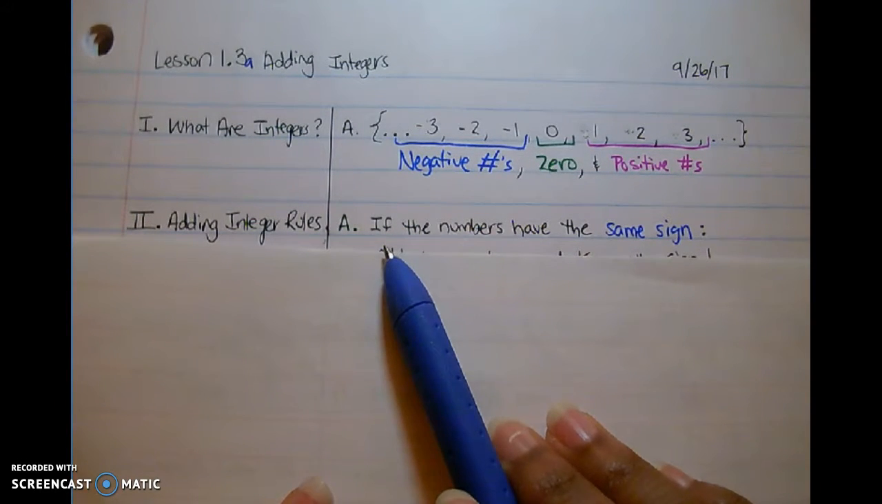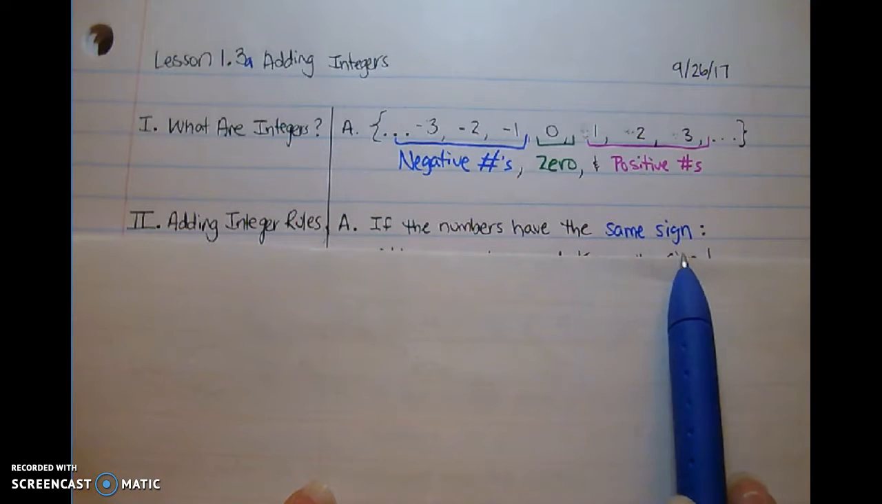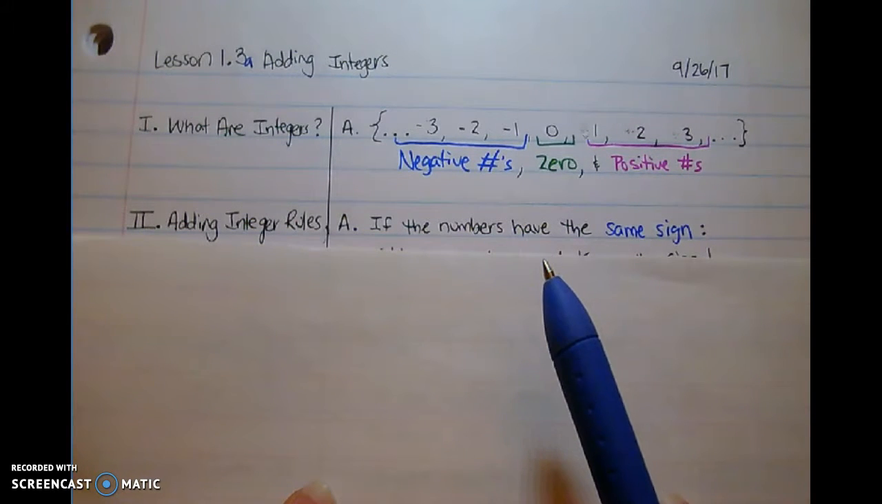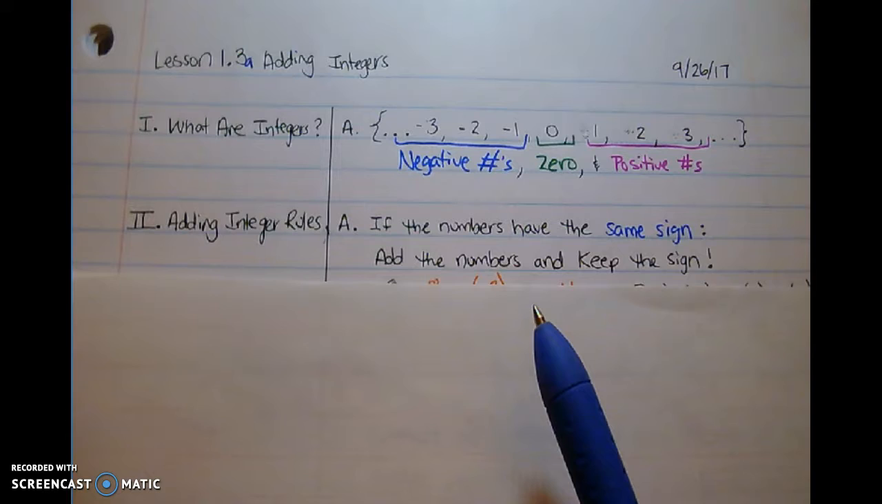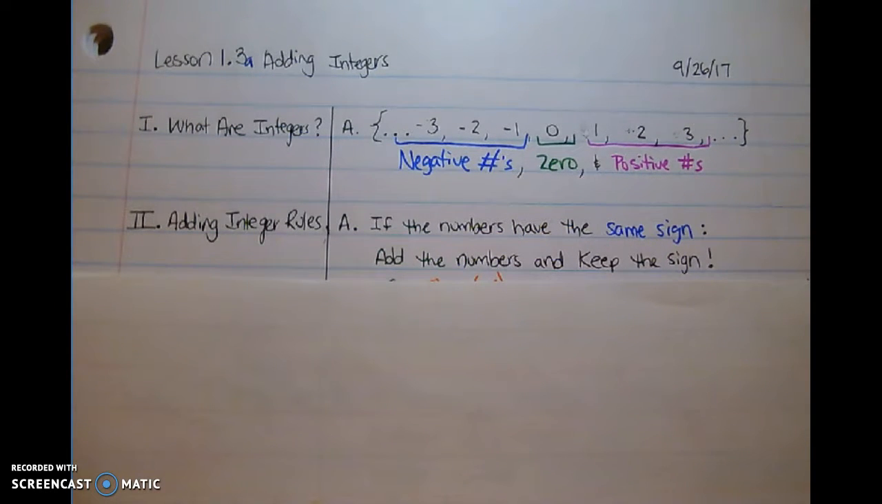Our first rule is that if two numbers, or 2, 3, 4, 5, however many numbers you're adding, if they have the same exact sign, meaning they're both positive or they're both negative, you need to add the two numbers together and keep the sign. You can write that down now.